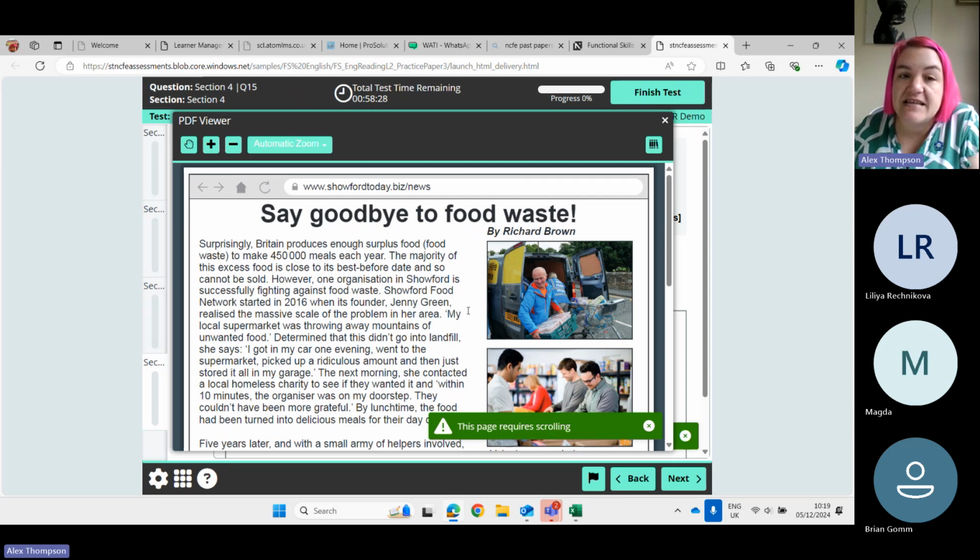Surprisingly, Britain produces enough surplus food or food waste to make 450,000 meals each year. The majority of this excess food is close to its best before date and so cannot be sold. However, one organisation in Showford is successfully fighting against food waste. Showford Food Network started in 2016 when its founder, Jenny Green, realised the massive scale of problem in her area. My local supermarket was throwing away mountains of unwanted food. Determined that this didn't go into landfill, she says, I got into my car one evening, went to the supermarket, picked up a ridiculous amount, and then just stored it all in my garage.